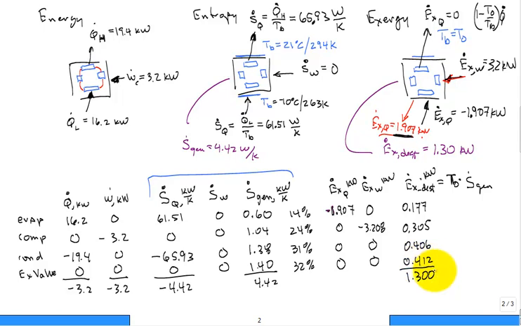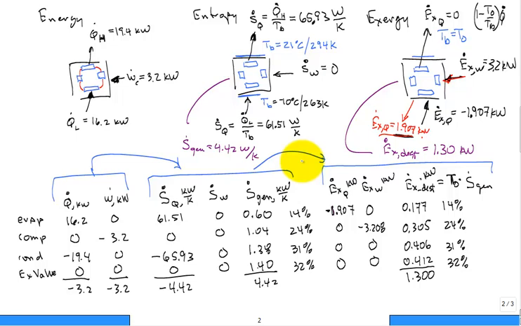Okay. And then you can say, well, where was it destroyed? What percent of the destruction was associated with the evaporator? Well, it's back to our 14%. 14%, same percentages. 24%. 31% and 32%. And so even though you're asked in the last two parts of this problem to do something which seems to be very tedious or a lot of work, hopefully you see it as a nice extension from an energy balance to an entropy balance to an exergy balance.